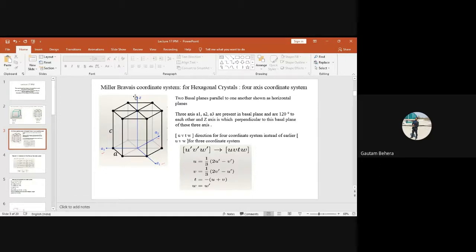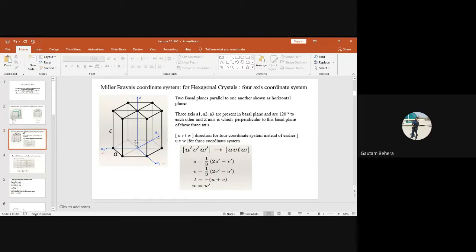And there is an axis Z which is perpendicular to these 3 axes, or which is perpendicular to A1, A2, A3, or which is perpendicular to, you can say, the basal plane, right? And it is clearly showing also this direction is somewhat longer.